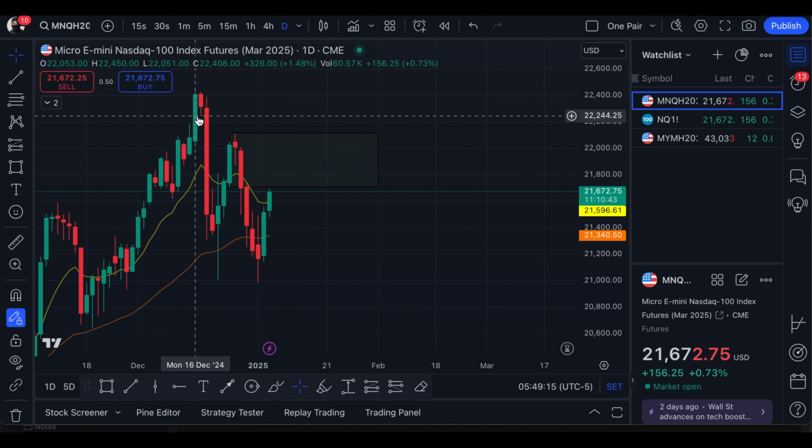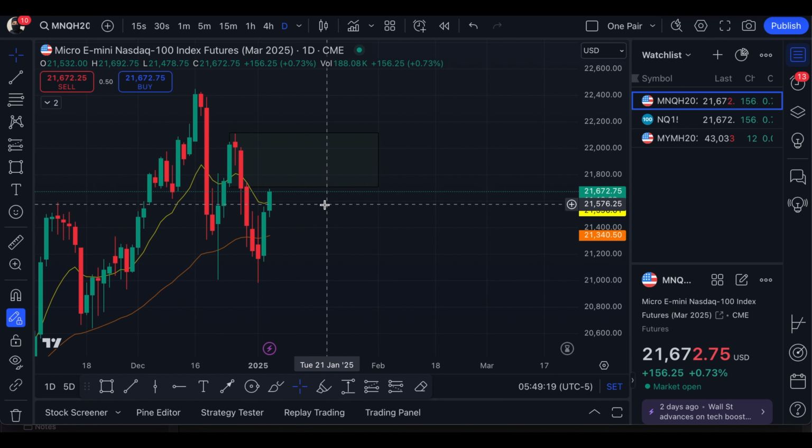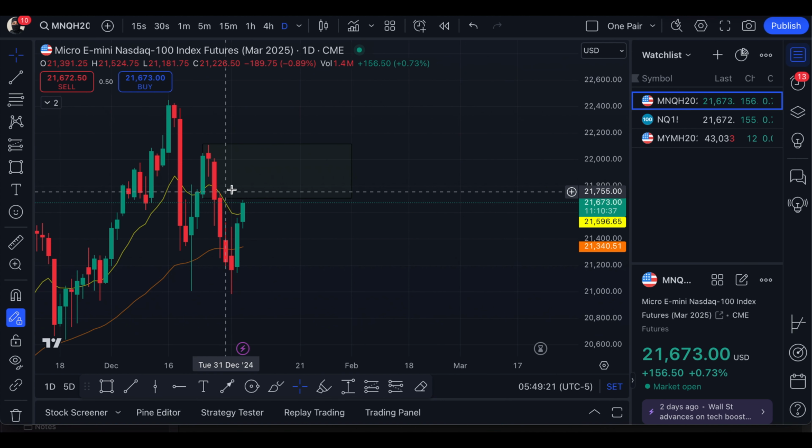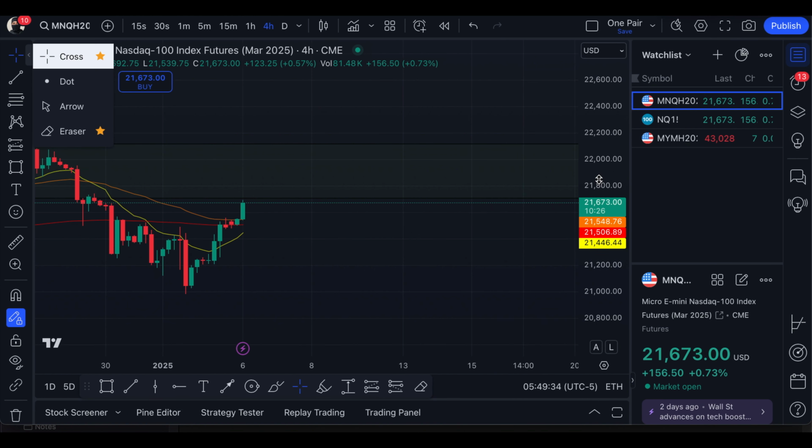I got rid of this zone here because it already got tapped into and it won. But now we're going into a second supply zone. So now we could go down to the 4-hour time frame. And this is my top-down analysis, like I have it on the title. So I start on the daily. I move down to the 4-hour time frame.